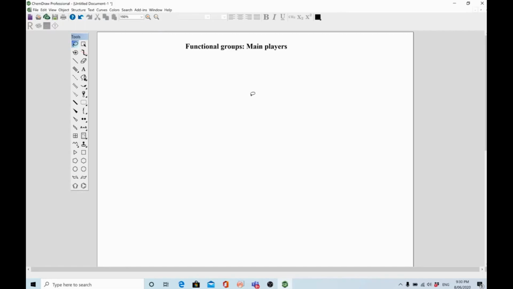These are the groups which can perform their own functions. They carry their own functions. They have their own properties, own characteristics. Each and every functional group is different and distinct from all other groups. So there are so many functional groups in organic chemistry. I will try to divide and classify them.